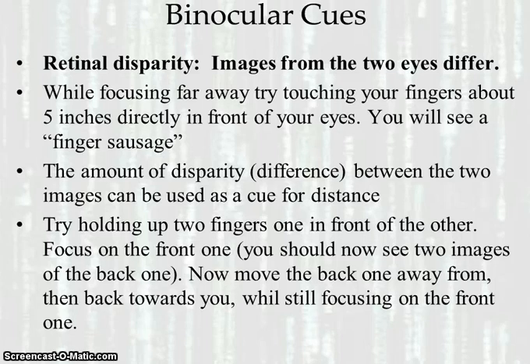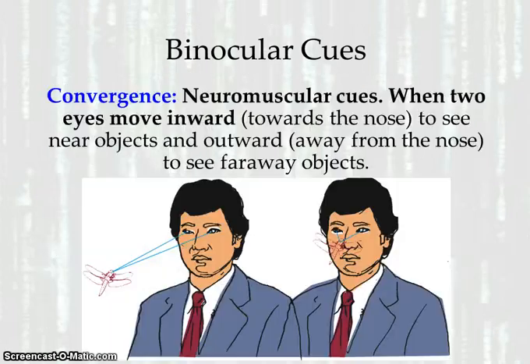So with using our two eyes, we can assume or estimate at least how far or close something is to us. The images that are different from the two eyes, this is known as retinal disparity. Think of retina, and then disparity is difference. And your book talks about how you can kind of use your fingers and hold them out in front of you to create this floating finger sausage, and it helps to illustrate this idea of retinal disparity. Remember, retinal disparity is the images from the two eyes that are different from one another.